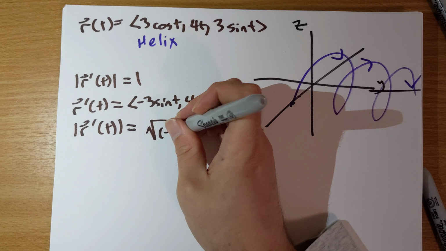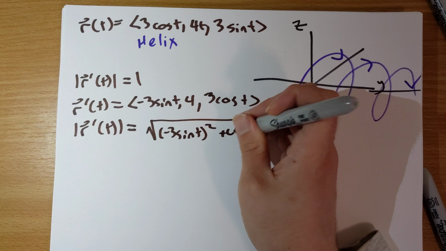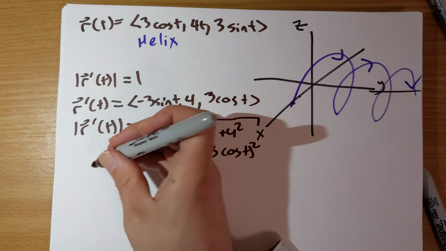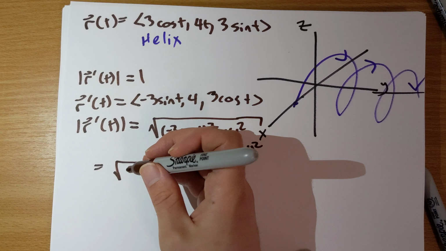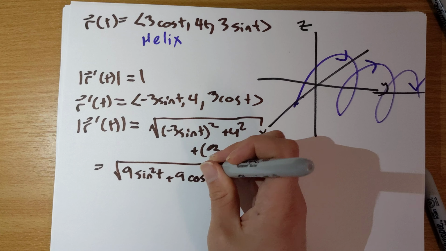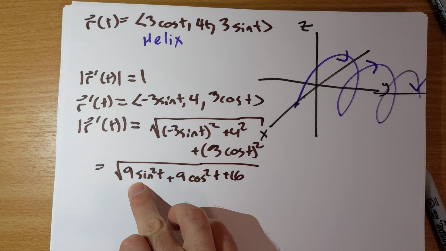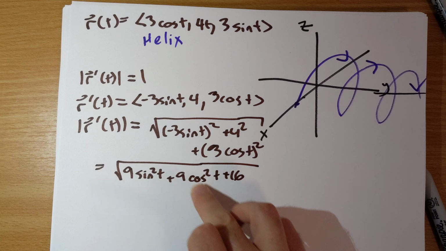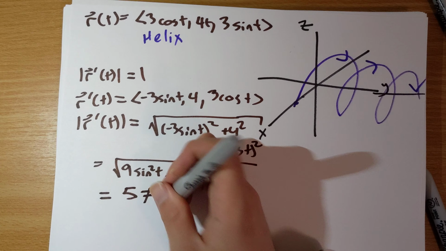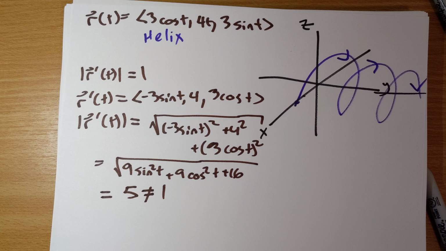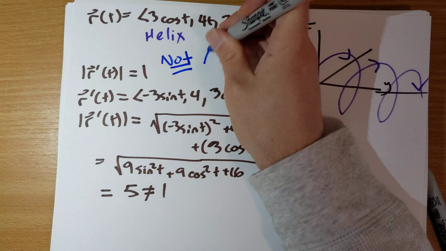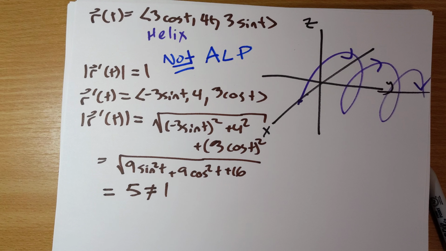is the square root of negative 3 sine t quantity squared plus 4 squared plus 3 cosine t quantity squared. And so we have 9 sine squared t plus 9 cosine squared t plus 16. 9 sine squared t plus 9 cosine squared t is just 9. 9 plus 16 is 25. Square root of 25 is 5. This is not equal to 1. So this is not an arc length parametrization.